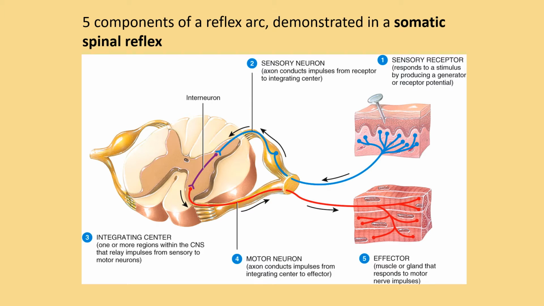And then the integrating center determines that action is required. And so number 4 indicates a motor neuron, and that efferent pathway leads to number 5. The effector here is skeletal muscle. So if you stepped on a tack, this somatic spinal reflex will cause you to withdraw your foot from the painful stimulus. And so the muscles that are required for you to pick your foot up and pull it away from the floor or the tack will be stimulated. And so that might involve your hamstrings, for example. Your hamstrings might contract in order to flex your leg at the knee.